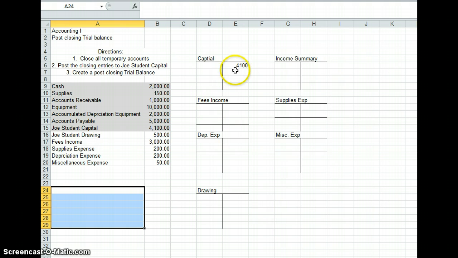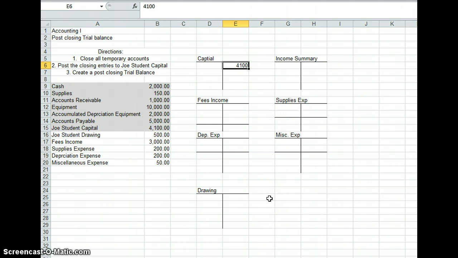So you can see that I have capital's amount already in the T account. It has a normal credit balance, so I pop that in. I'm going to go ahead and put in fees income, $3,000. Supplies expense, $200. It has a normal debit balance. I'm going to put it in the debit side. Depreciation expense, also an expense with a normal debit balance. And miscellaneous expense. And drawing is a contra equity account. It also has a normal debit balance.